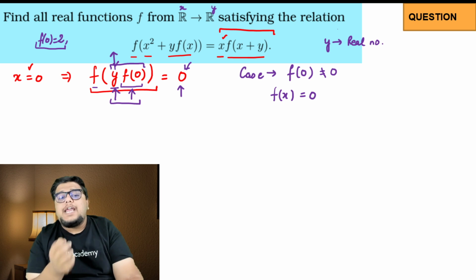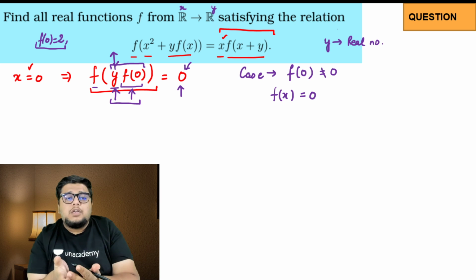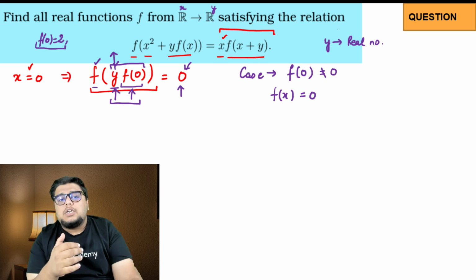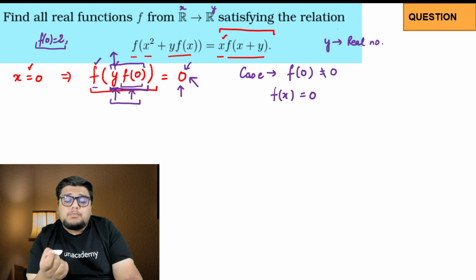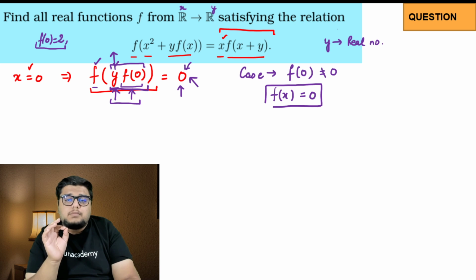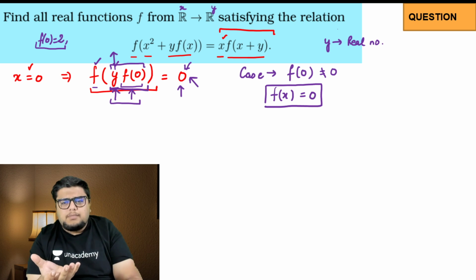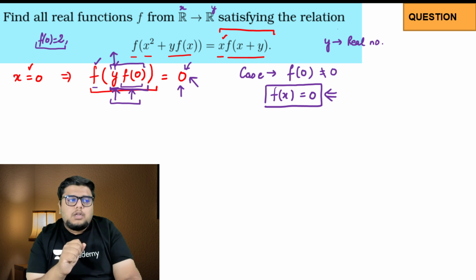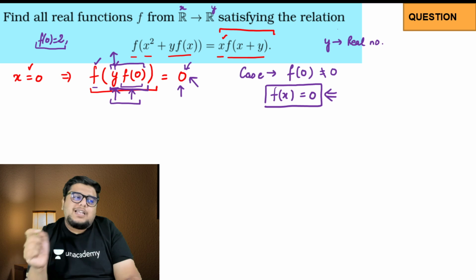And y is a real number. Y could be anything. Y could be 1, 2, 3. So the value of the function at these values is always coming to be 0. That can only happen if the function is 0. Right? There is no other way. That comes out from the logic that the function itself will be 0. Right? What is the other possibility?